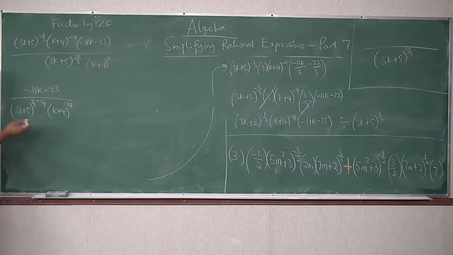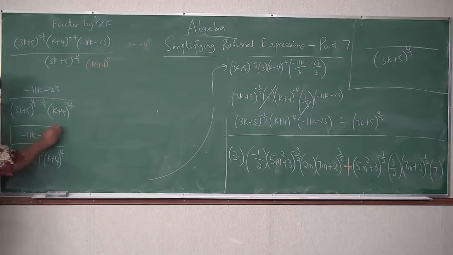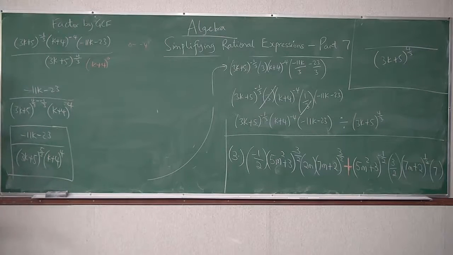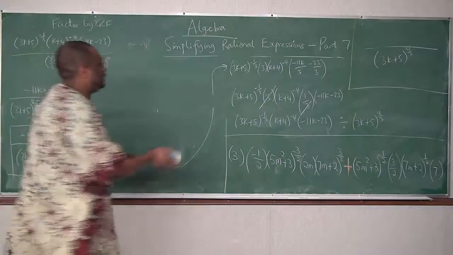So our answer becomes negative 11k minus 23 over 3k plus 5 exponent 4 over 3 plus, minus is plus, 1 over 3, which is 5 over 3. Then k plus 4 exponent 4. And this becomes your answer here. That's it. Okay? Does that make sense? Alright. Let's do question 3.